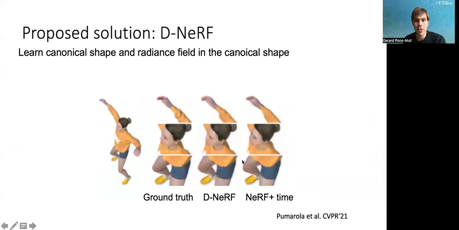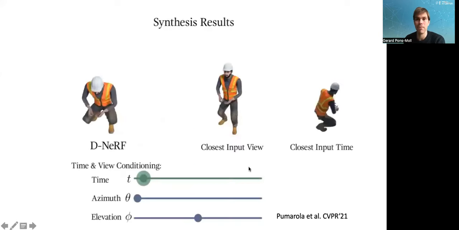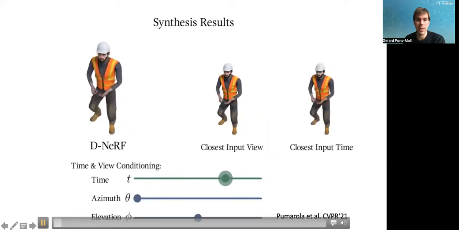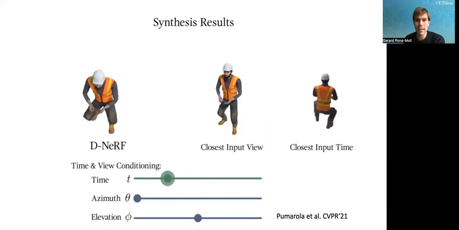All right, and this essentially produces results that are much sharper than exploiting NeRF plus time, although NeRF plus time is also not that bad, actually. It's better than you would think. But this is closer to the physical reality way of modeling. And then once you've trained this model, which is called D-NeRF, you can change, this is the input to the model.